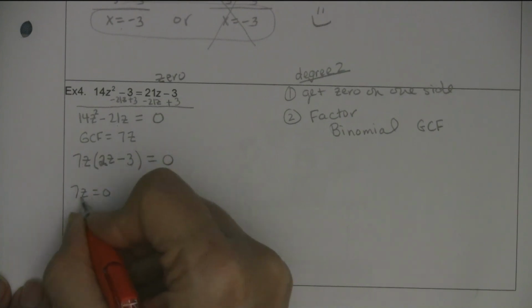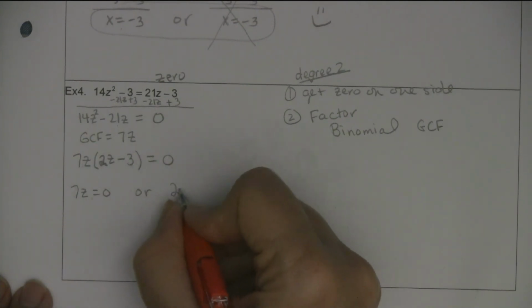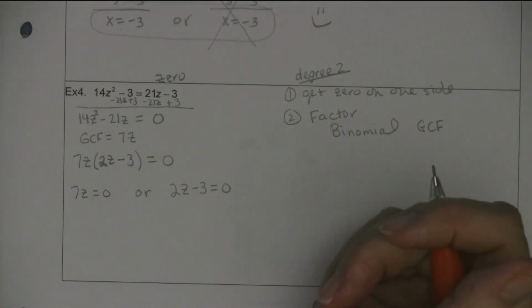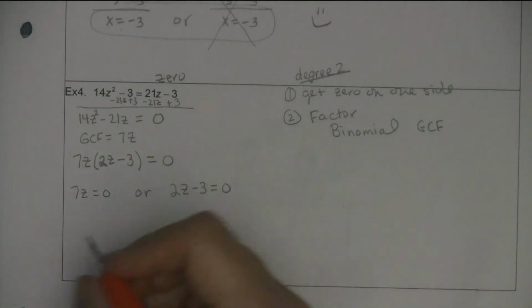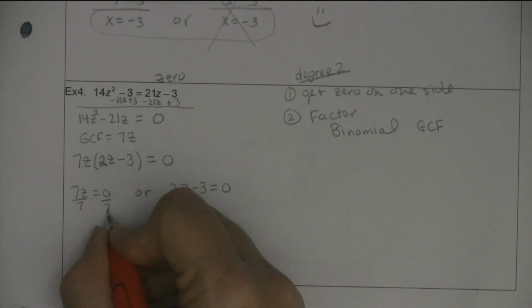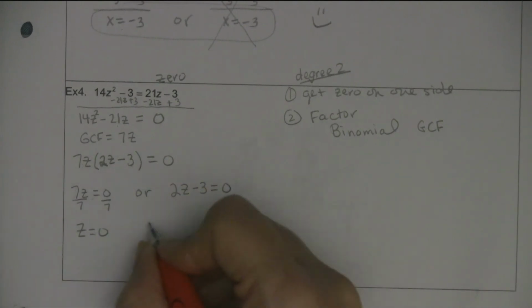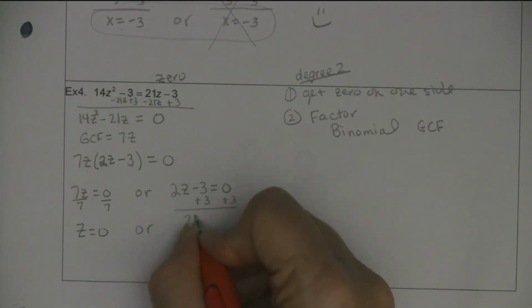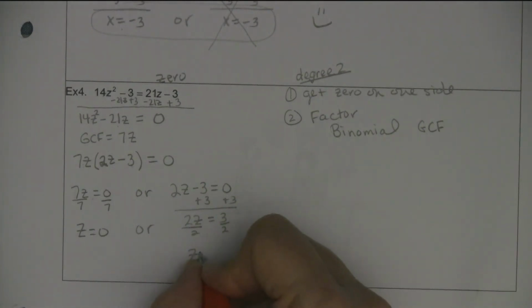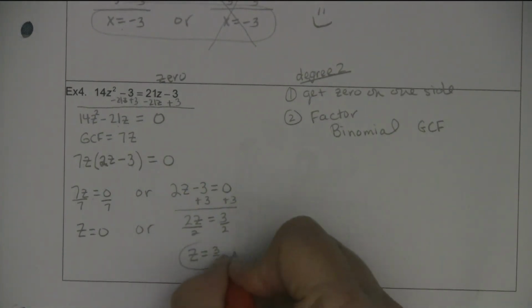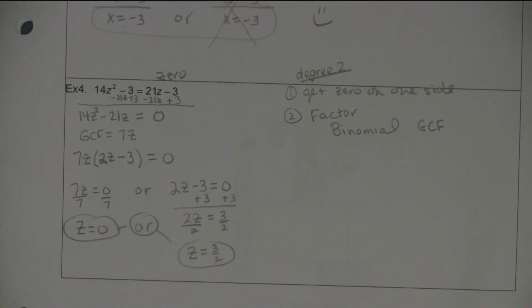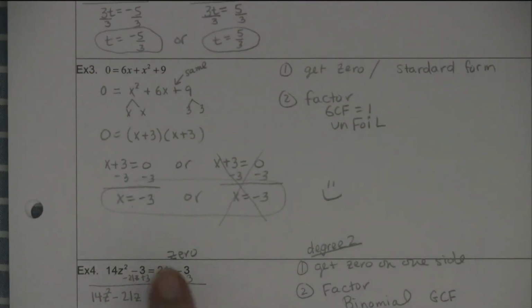7z equals 0, so I'm going to solve that, or 2z minus 3 equals 0, and I'm going to solve that. So I'm going to divide here by 7, so I get z equals 0, and I'm going to add 3 here, and I'm going to get z equals 3/2. So we have 2 answers.